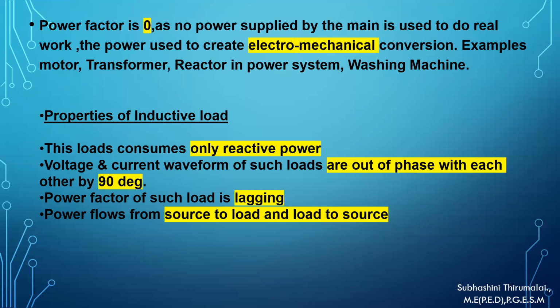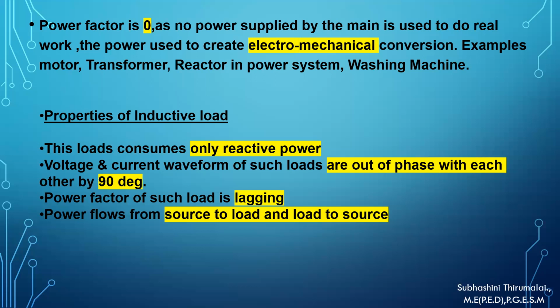So there is a back and forth flow in the circuit from the source to the load and load to the source. One way of the power is useful. Both ways of power are not useful. So we have to correct these things. Examples of this inductive power factor, that is reactive power: transformer windings, so they are highly inductive. Reactors in power systems, washing machines, motors. So these things are inductive in nature. So they are called inductive loads.